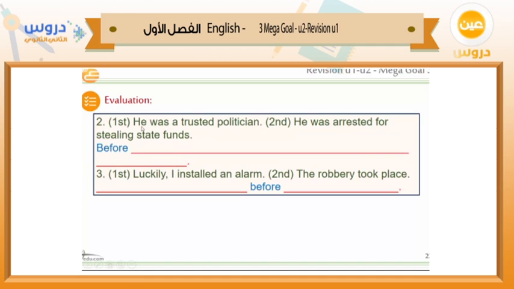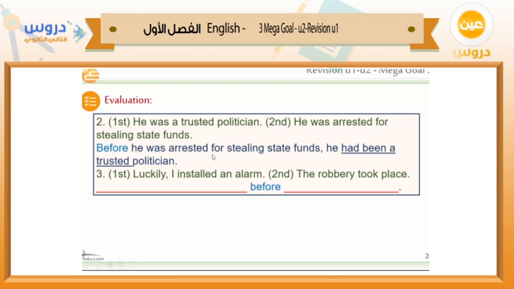Number 2, the first sentence is he was a trusted politician. The second sentence, he was arrested for stealing state funds. Combine them using the past perfect and past perfect progressive. We say before he was, or he had. The answer is before he was arrested for stealing state funds, he had been a trusted politician.